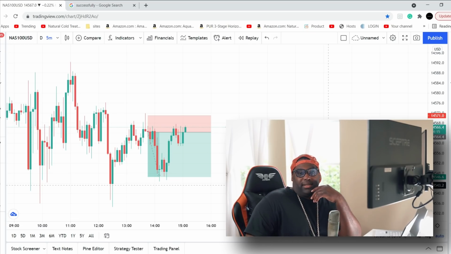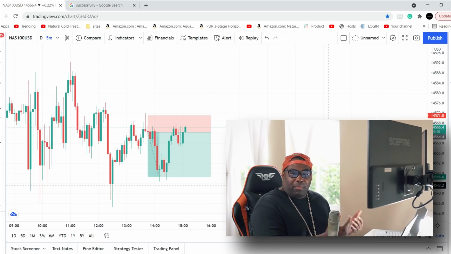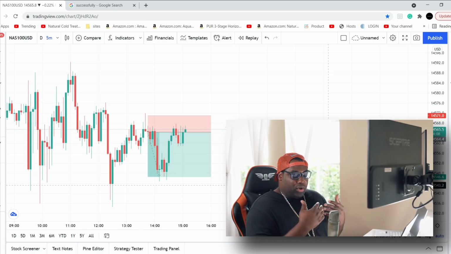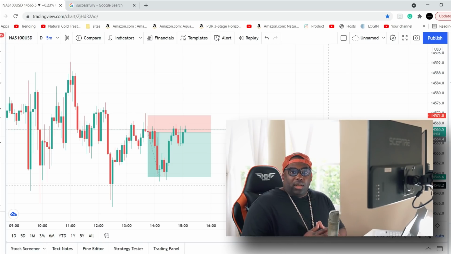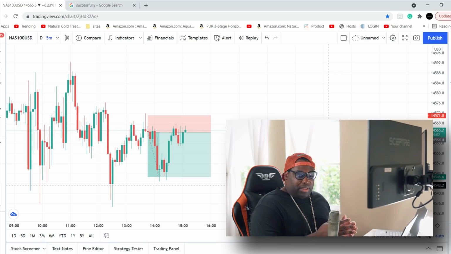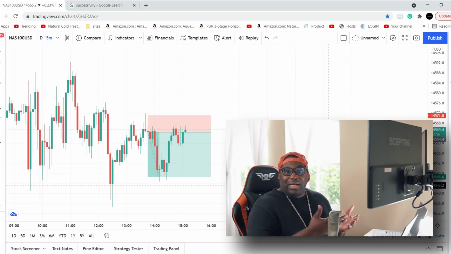But here's the thing, guys. If you have a small account, you do not want to risk that much, because if one trade goes bad, guess what? That's half of your account right there. So I'm just showing you guys the numbers because I get so many questions about how much you need. I'm showing you guys the numbers, okay? I'm showing you guys you don't need a lot of money to make a lot of money.